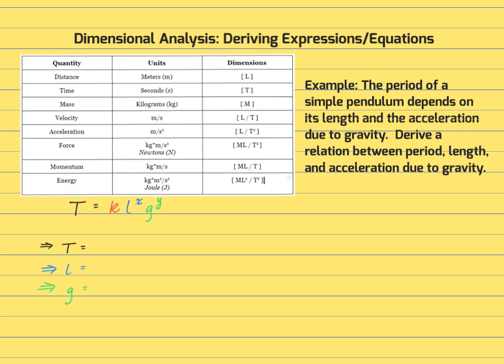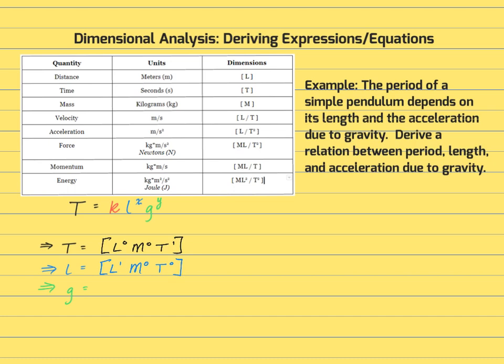So, first, for time, for L, time is 0. For M, time is also 0. But for T, time is 1. Now, for length, L is 1, M is 0, T is 0.